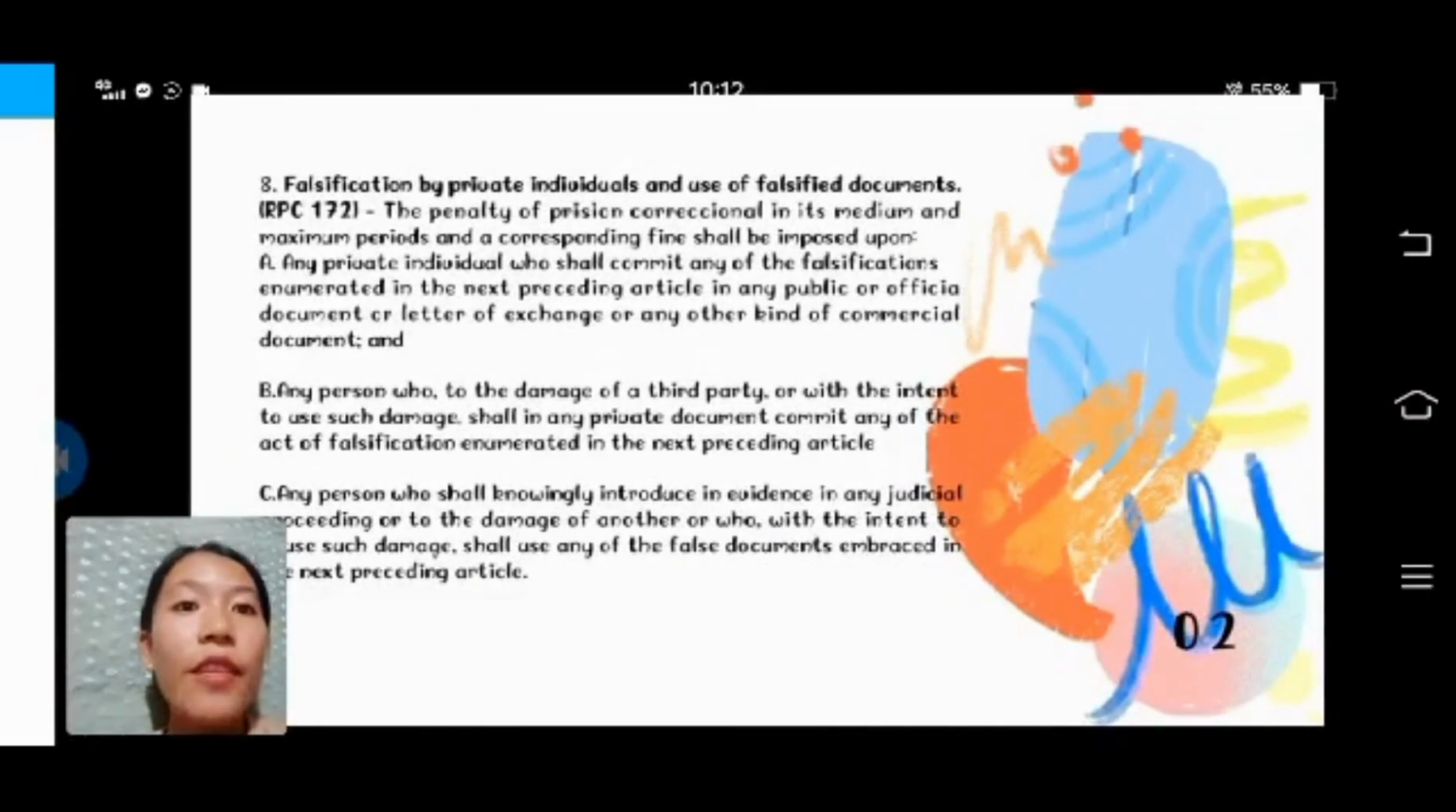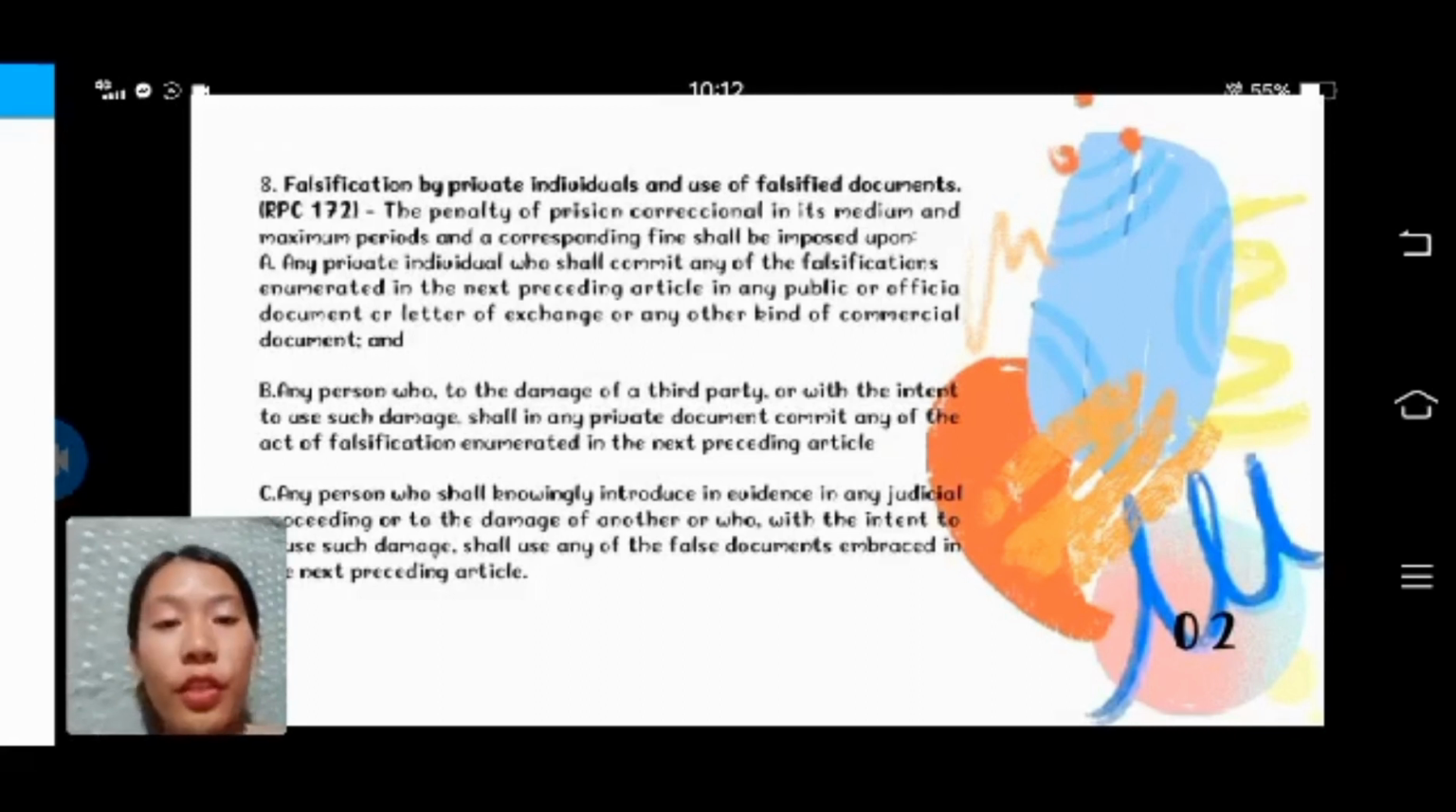Eight is the falsification by private individuals and use of falsified documents. The penalty of prision correccional in its medium and maximum periods and a corresponding fine shall be imposed upon A, any private individual who shall commit any of the falsifications enumerated in the next preceding article in any public or official document or letter of exchange or any other kind of commercial document.